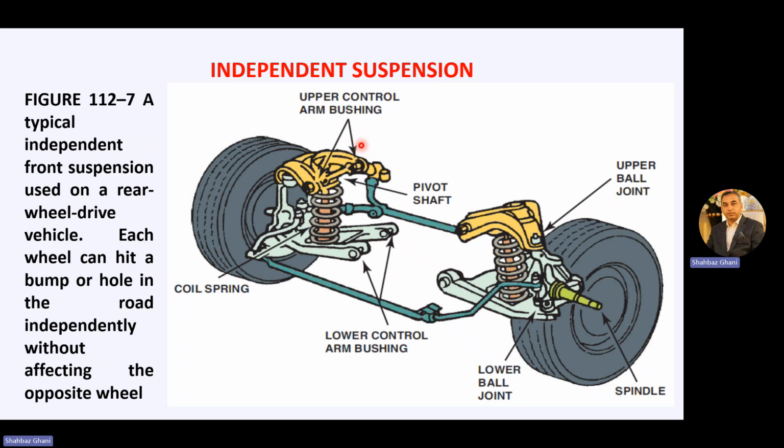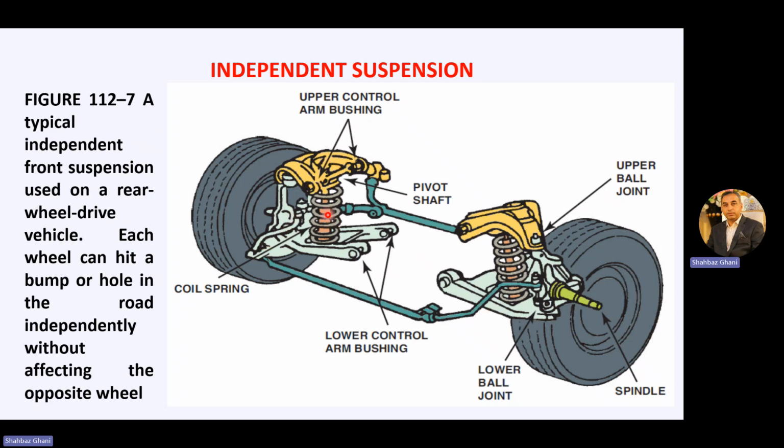Now, independent suspension, first I will read this. A typical independent front suspension used on a rear wheel drive vehicle. Each wheel can hit a bump or hole in the road independently without affecting the opposite wheel. So let's see how it looks. We have a wheel here, which is mounted on the spindle, and then we have a steering knuckle here. Then we have an upper ball joint and lower ball joint.